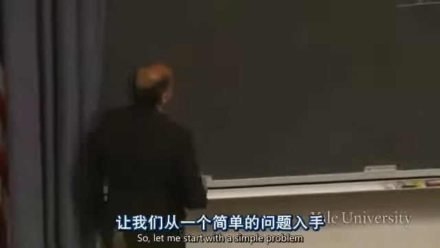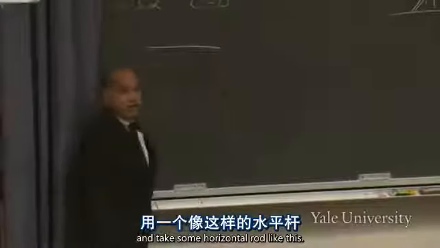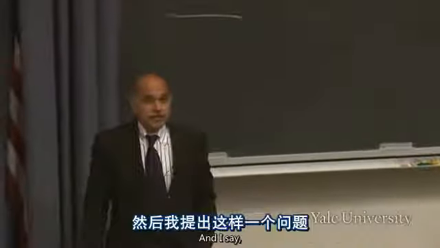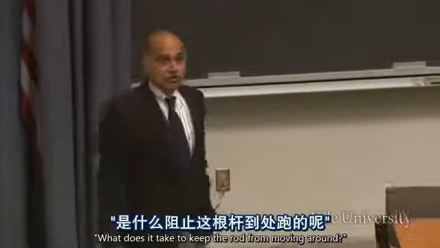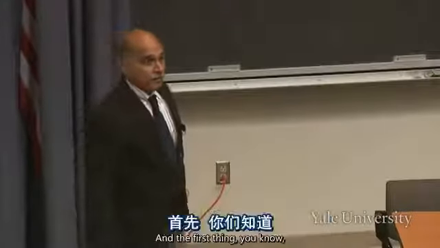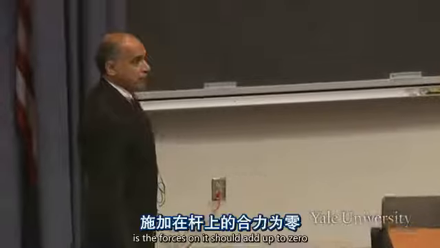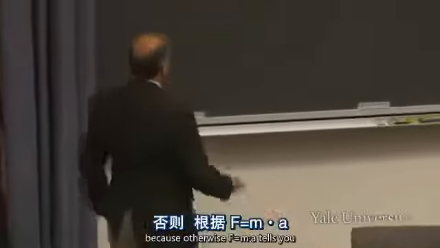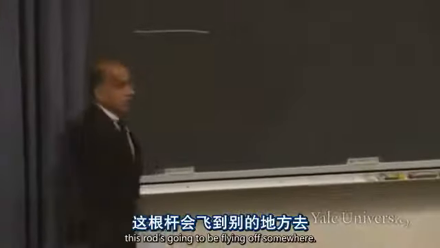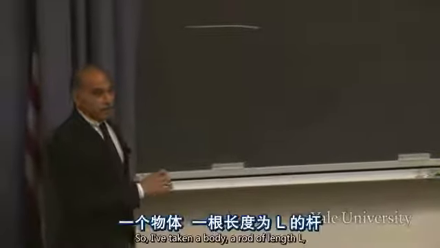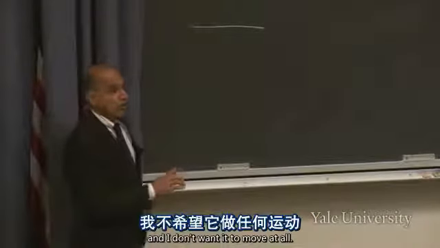All right, so let me start with the simple problem and take some horizontal rod like this. And I say, what does it take to keep the rod from moving around? The first thing you know is the forces on it should add up to 0, because otherwise F equals ma tells you this rod's going to be flying off somewhere. So I've taken a body, a rod of length L, and I don't want it to move at all.